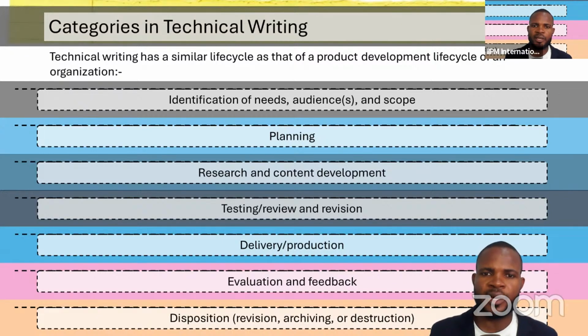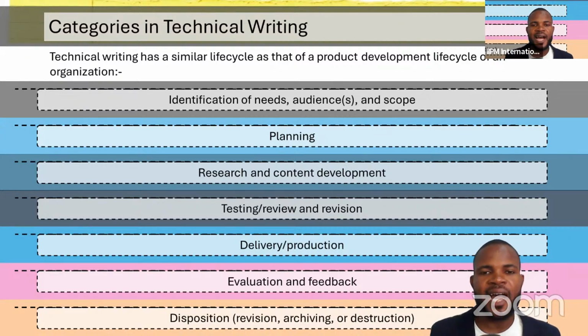So there is what we call sequence in technical writing. When you are writing technically, there must be sequence, and your sequence must be in alignment. There must be a flow. Your sequence must have a flow, and that flow must be to the point that it carries the audience along.